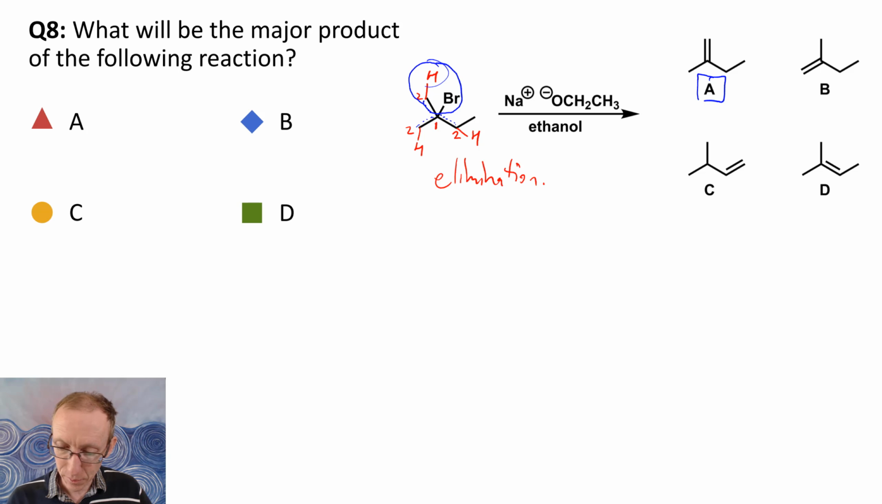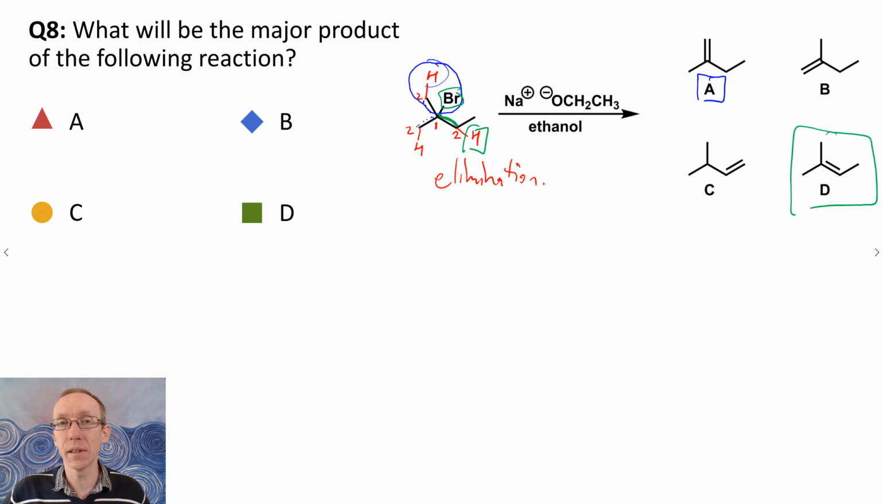If we lose it, let's do this in green now. If we lose this hydrogen and the bromine, we're going to get the double bond formed across here, and that's going to be compound D here. And so each one of these are possible molecules that can form from this reaction, and they're probably both formed during this reaction. But one of them is the major product, and we can predict which one is going to be the major product from Zaitsev's rule. So Zaitsev's rule states that the major alkene will be the one that has the higher substitution.